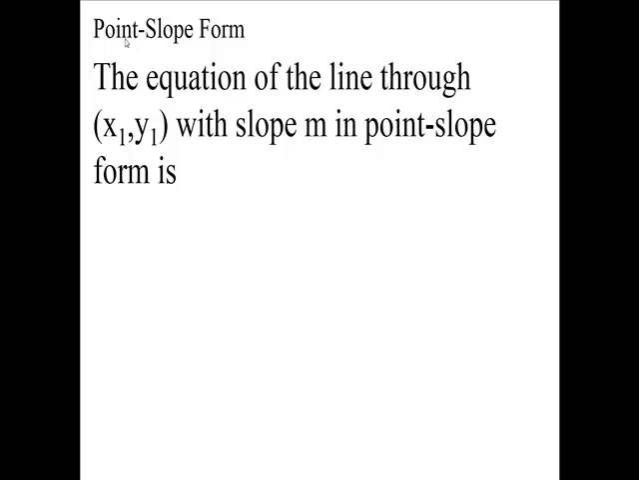Now we are going to talk about the point slope form. The equation of the line through point number 1, which we label x1, y1, with a slope of m, in point slope form is: we start off with y minus y1 equals the slope m, and then we have x minus x1, okay?